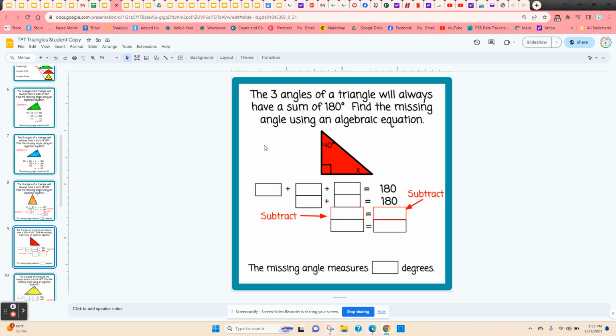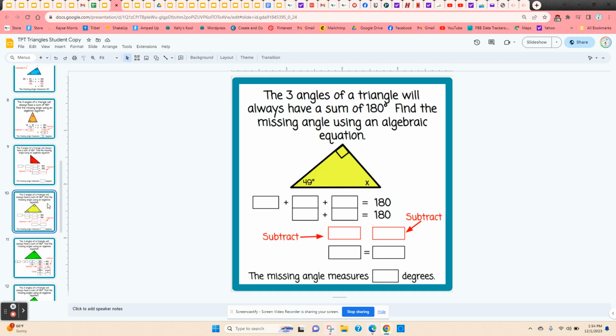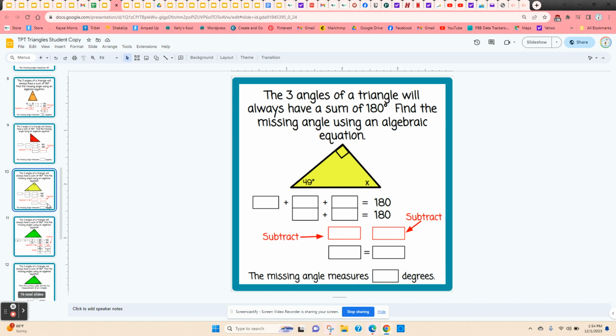The next slide, now they're going to do most of this on their own. So they've got x plus 40, and they know this one has to be 90 degrees. So they're going to type those values in. They're going to add 40 plus 90 to get a total. And then they're going to subtract and solve for x. Same thing on the next triangle.